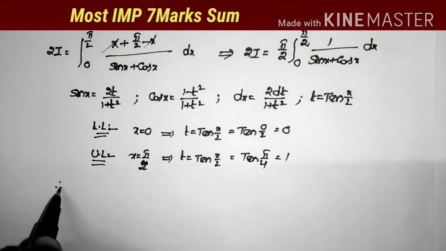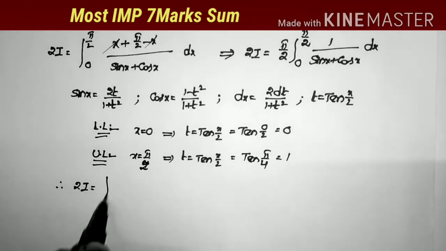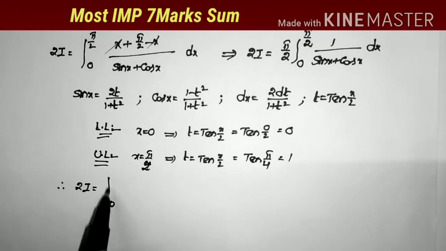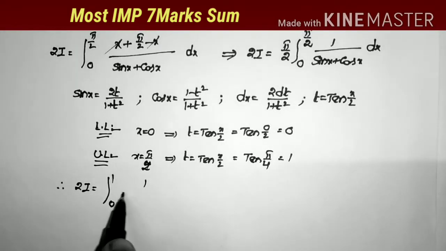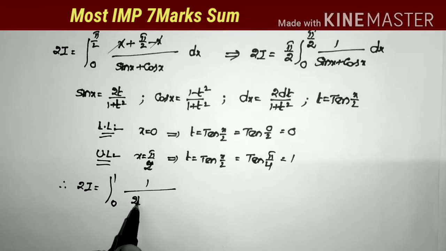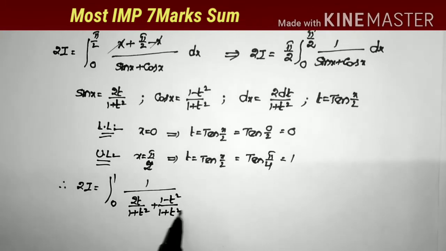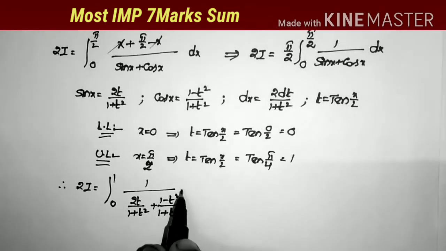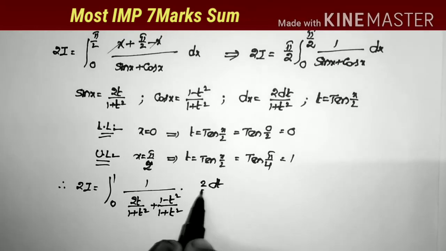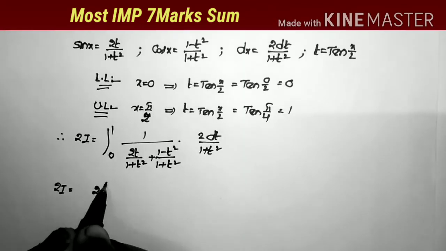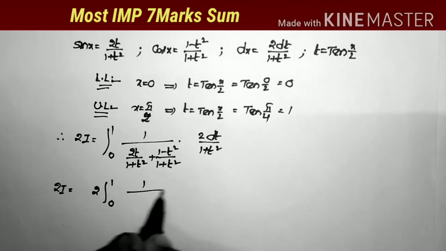Substituting these values, the value of 2I is equal to integral, and the limits are changed to 0 to 1, of 1 by (sin x value 2t by (1 plus t square), plus cos x value (1 minus t square) by (1 plus t square)), and dx value 2 dt by (1 plus t square). And this is equal to 2I is equal to, 2 is the constant, so taking the constant before the integration, integral 0 to 1.